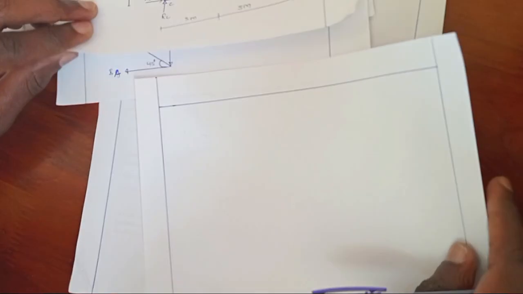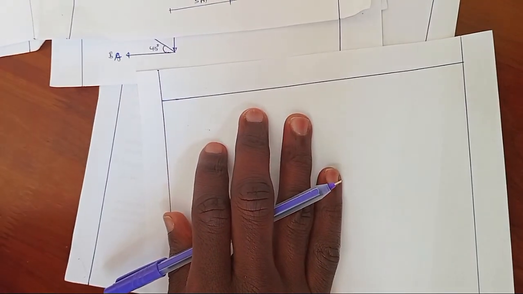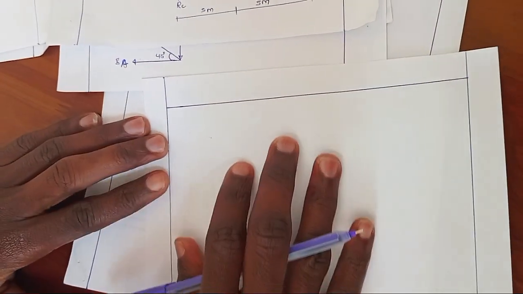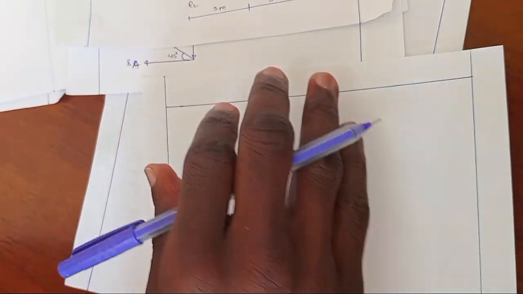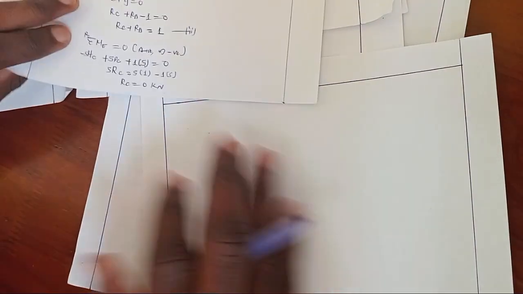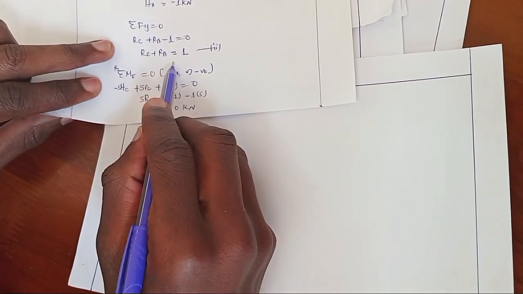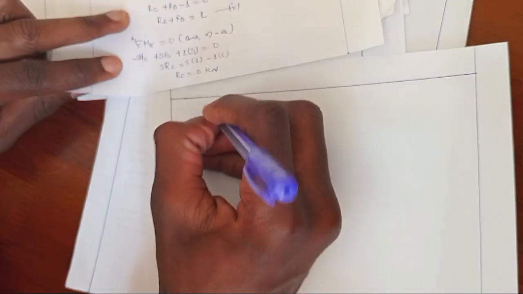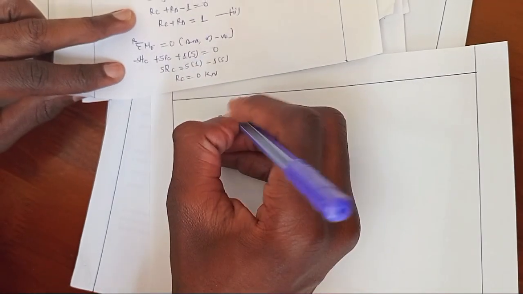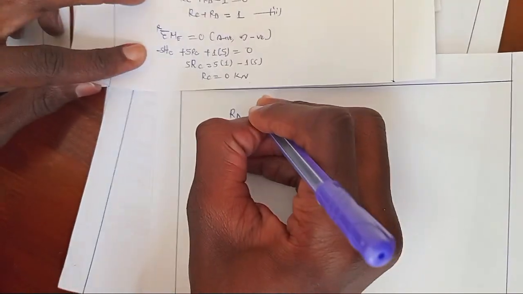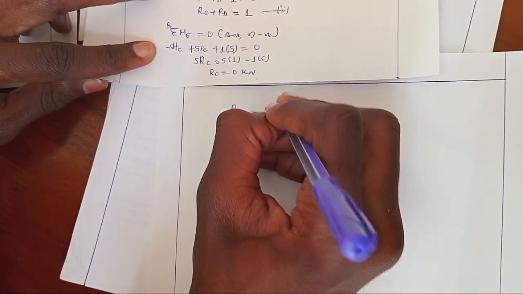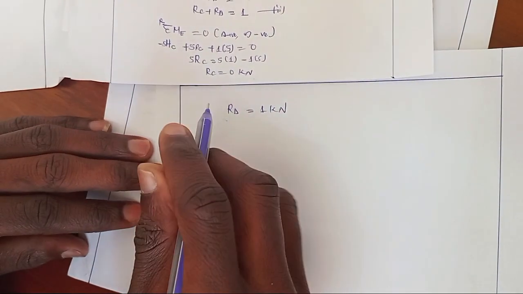Also, to obtain LD, now we have obtained LC. So to obtain LD, we come to equation number 2. Since LC we have obtained is equal to 0, LD will be equal to 1 kilonewton.